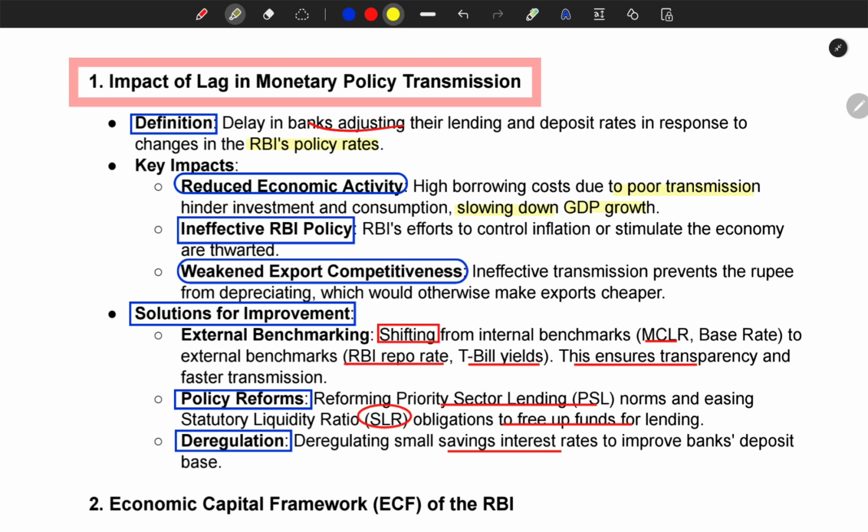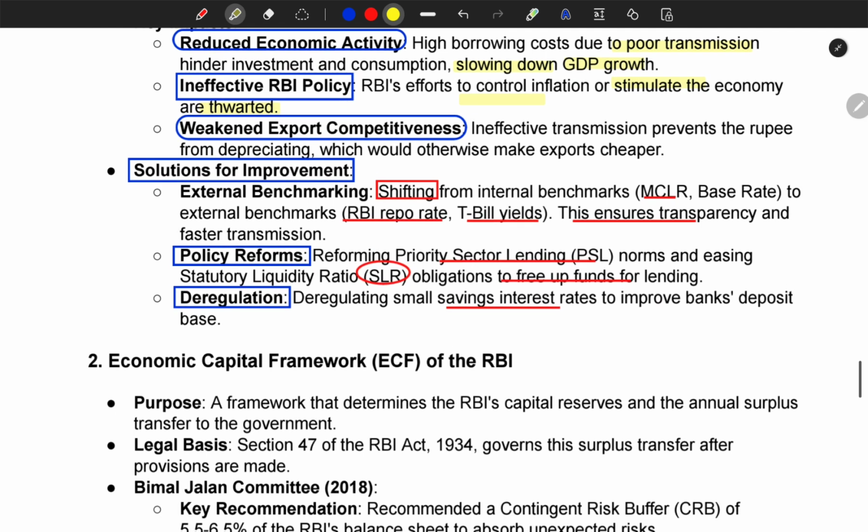Ineffective RBI policy: the RBI's efforts to control inflation or stimulate the economy are thwarted. Weakened export competitiveness: ineffective transmission prevents the rupee from depreciating, which would otherwise make exports cheaper.